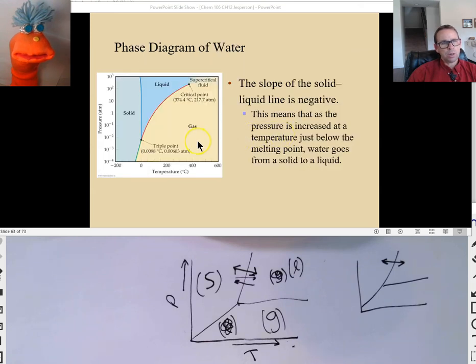If we go back to our water, right, room temperature, it's going to be right about here this time, 1 atmosphere, right about here, you see the transition goes from a solid to a liquid. Okay, very good.